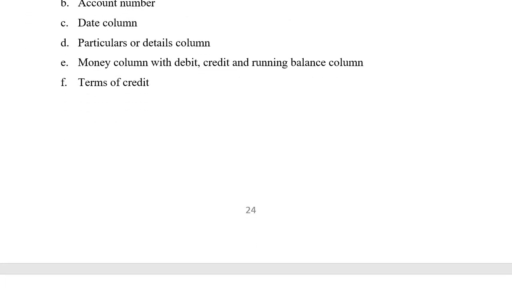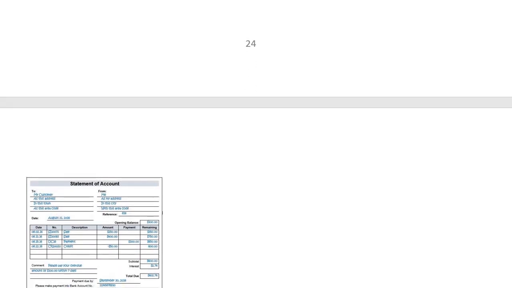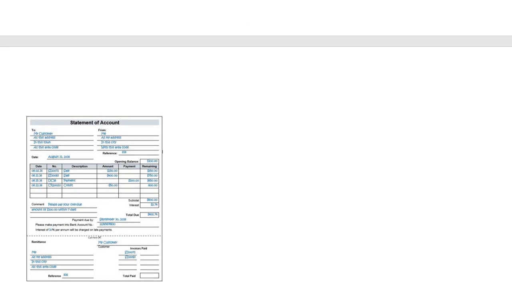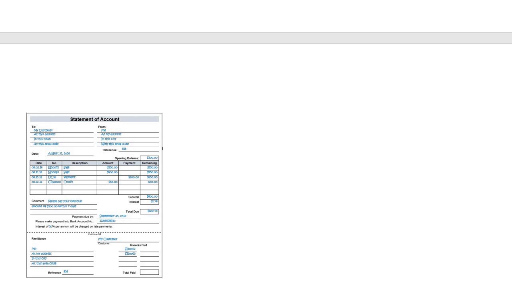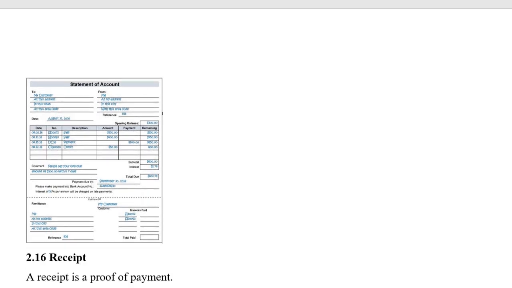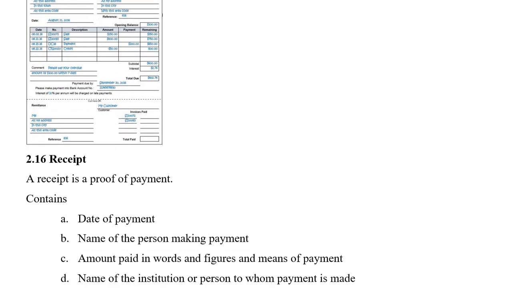So let's have a look at how it looks like. So here it is. This is a document called a statement of account. Here it is. So also let's go to another document of home trade, which is called a receipt.